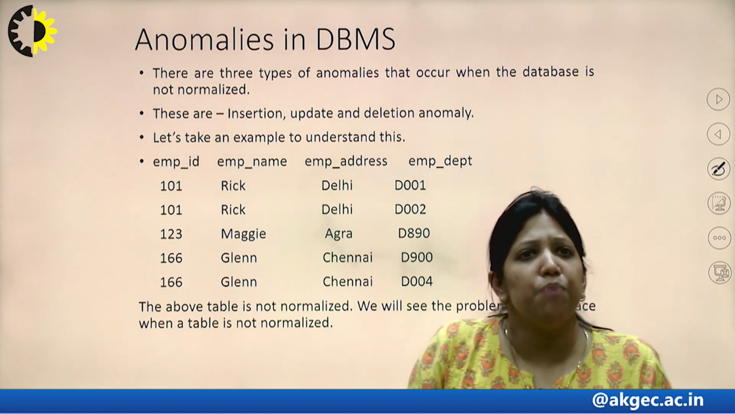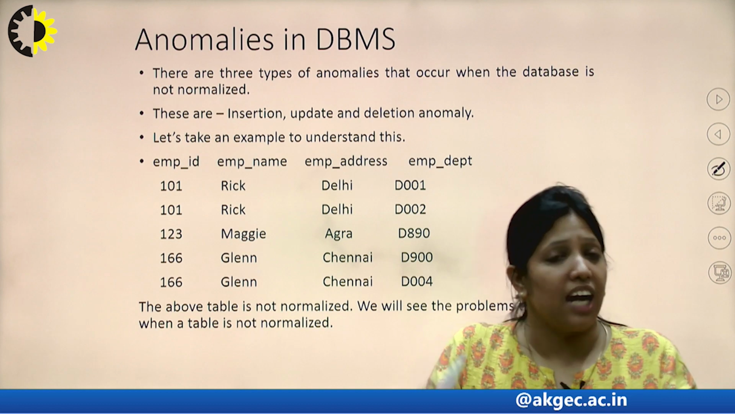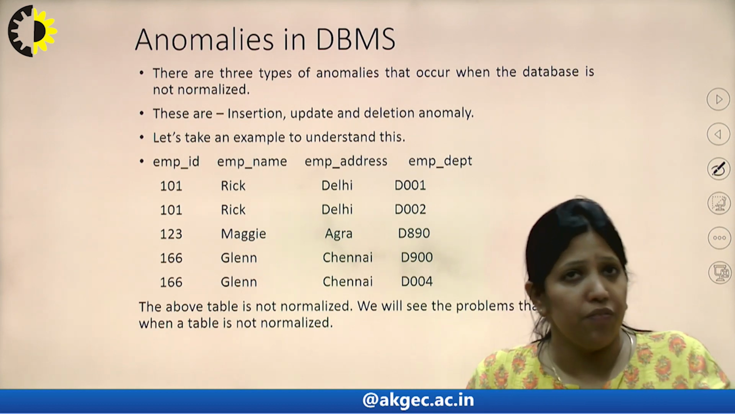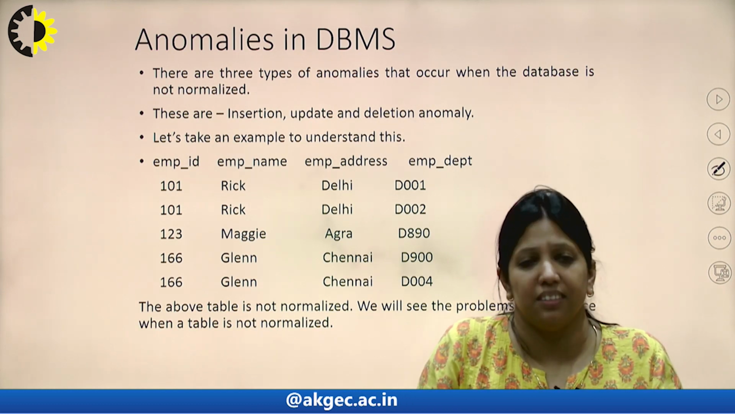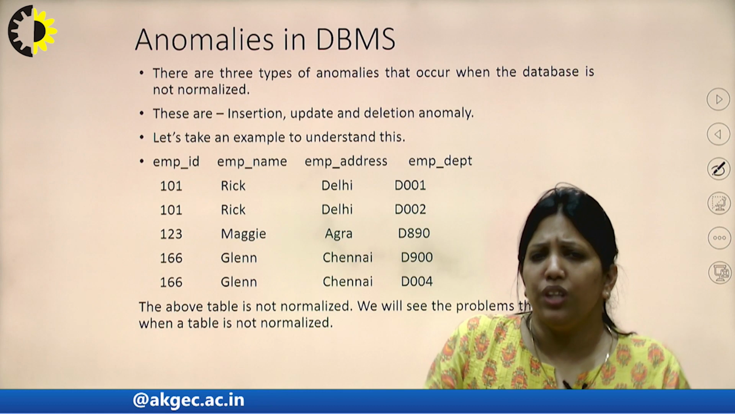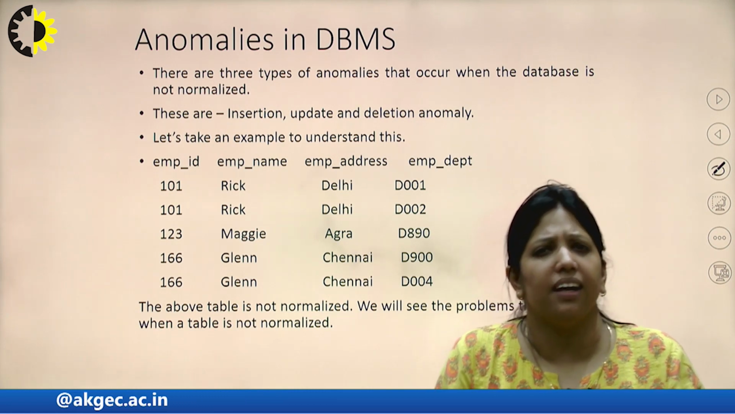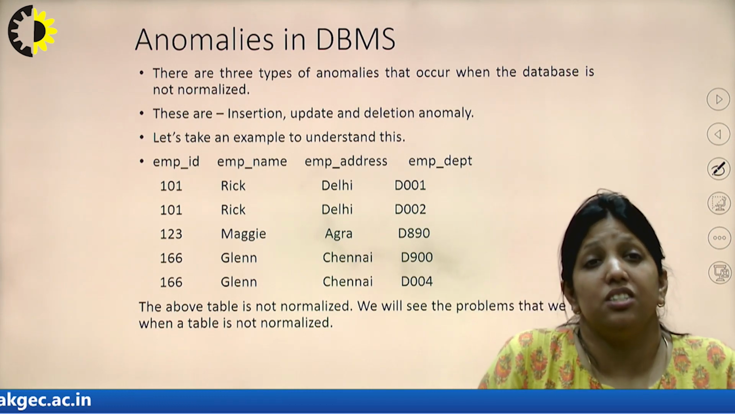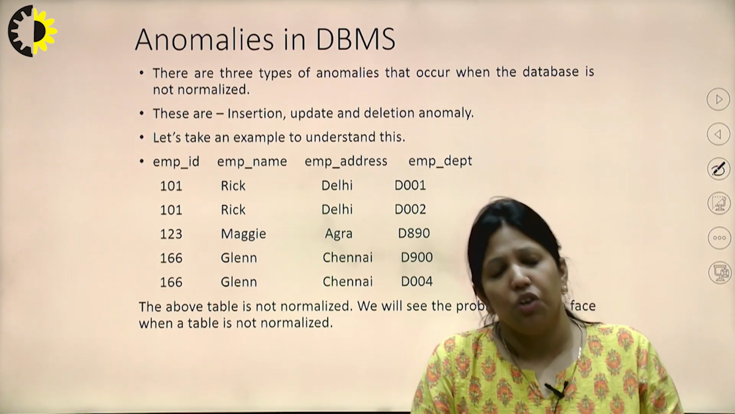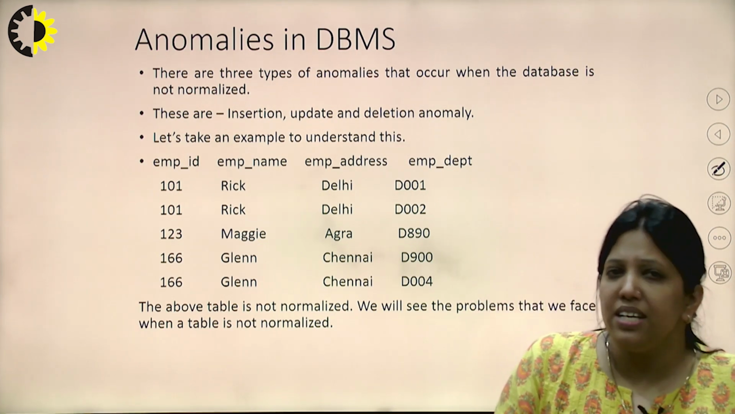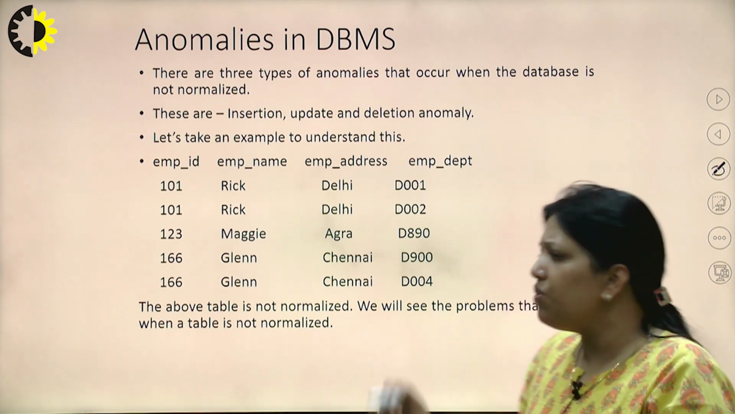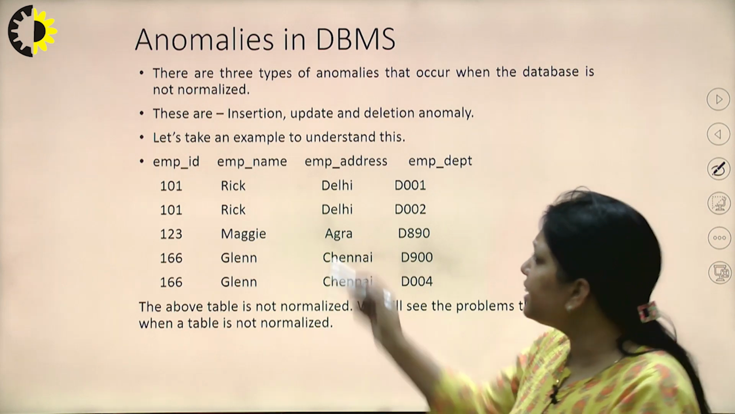So what types of anomalies can occur in the database if we have redundant data? Here we discuss the types of anomalies that occur if we have redundant data. There are three types of anomalies that occur when the database is not normalized. What are these three types? These are insertion anomalies, updation anomalies and deletion anomalies. We will understand this with an example. This example is given to us.